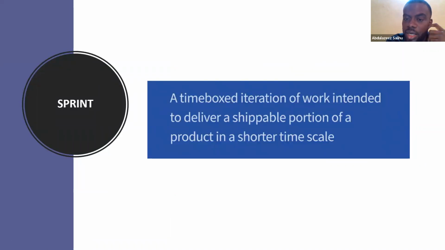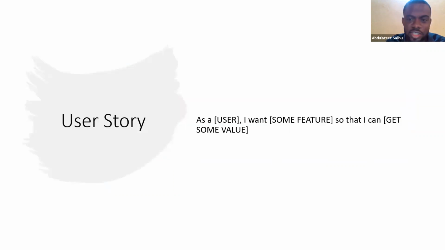Scrum events are usually time-boxed and intend to deliver a shippable product. Instead of your typical requirement document, you have what we call a user story. We just have three basic items: you have your who, you have your why, then you have your what.